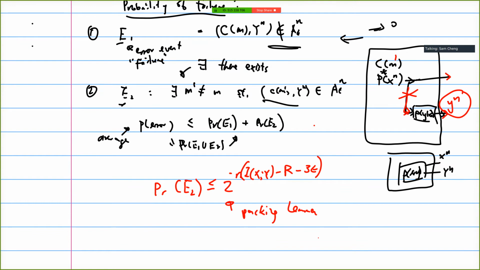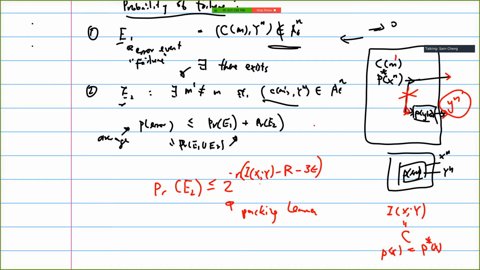So because we argue that R is less than I(X;Y)... wait, I should be careful here. What is I(X;Y) here? I(X;Y) here is actually equal to the capacity, right? Because I pick Px to have the same distribution as P star x. So therefore, I(X;Y) should be equal to the capacity.